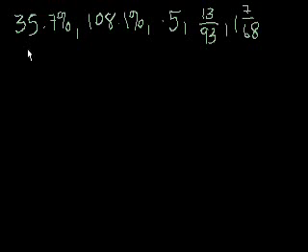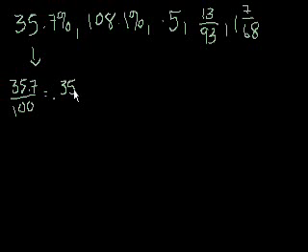So let's start with this 35.7%. Let's turn this into a decimal. Well, the easiest thing to remember is if you have a percent, you just get rid of the percent sign and put it over 100. So 35.7% is the same thing as 35.7 over 100. Like 5%, that's the same thing as 5 over 100. Or 50% is just the same thing as 50 over 100. So 35.7 over 100 just equals 0.357.